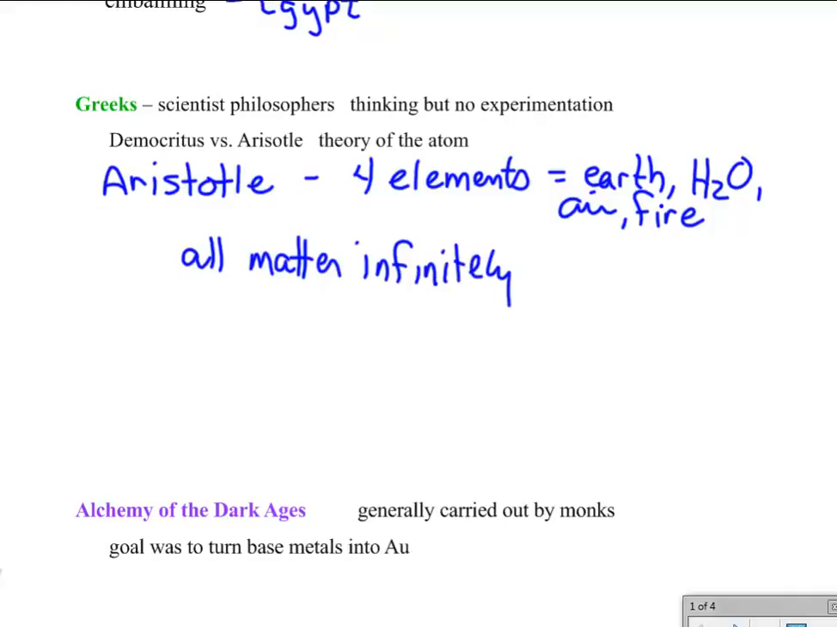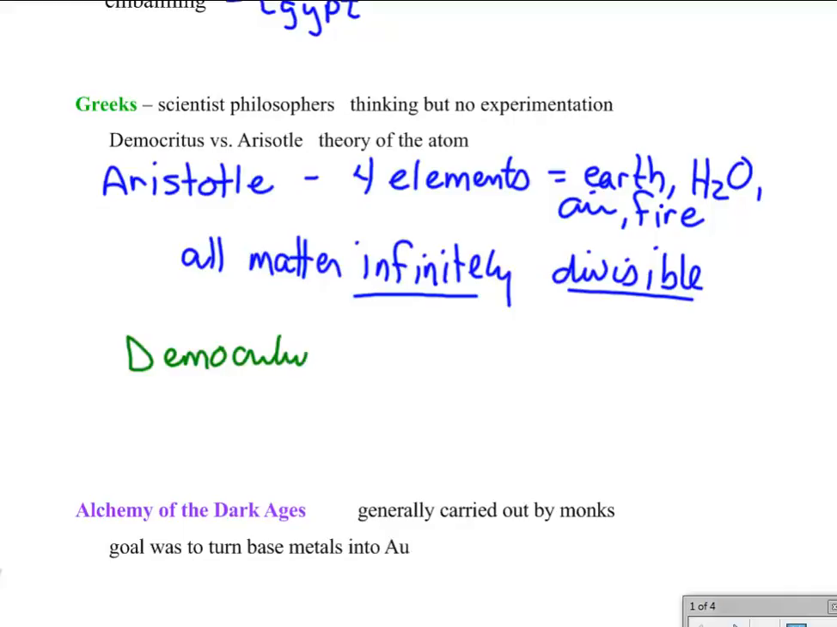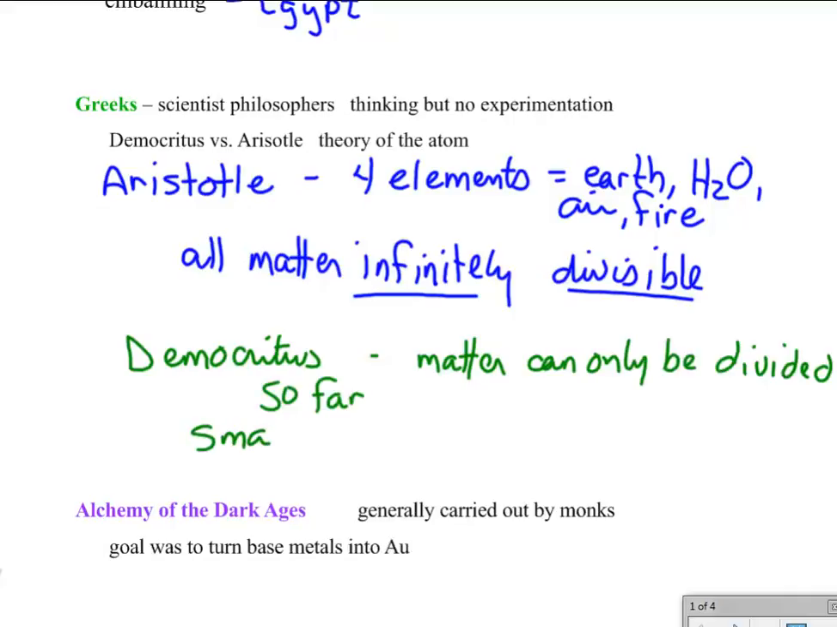Democritus was his contemporary. He had a different idea about matter. His idea was that you could divide matter just so far, and then you couldn't make it any smaller than this finite size. And he had a name for this finite size. He called it an atom. The word atom comes from the Greek word a, meaning not, and tomos, meaning to cut.